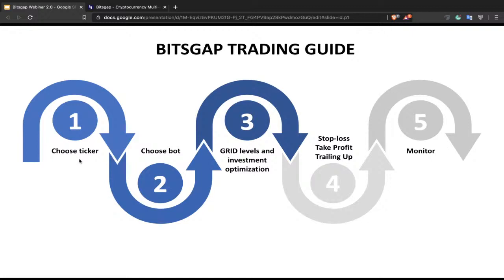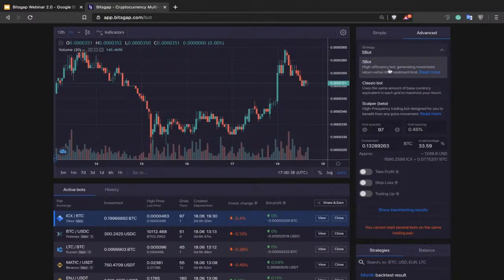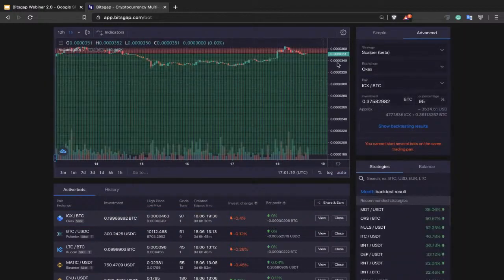right after you've chosen the ticker, make sure that you choose the right bot. So if you are looking for a high efficiency bot which generates maximized returns within the investment limit, and to learn more about what this is all about, just click on read more and you will find more information about the technical aspects of the SBOT. Some key features like how it distributes your investments, how it stays within the investment limit, and how it secures your trading.